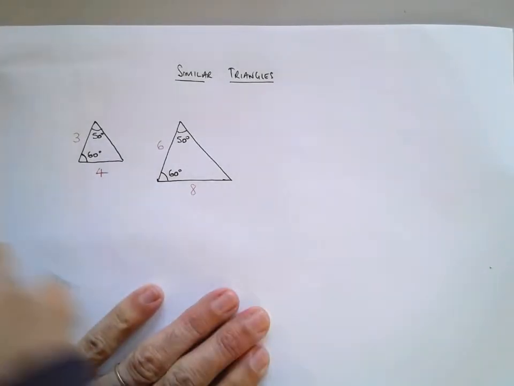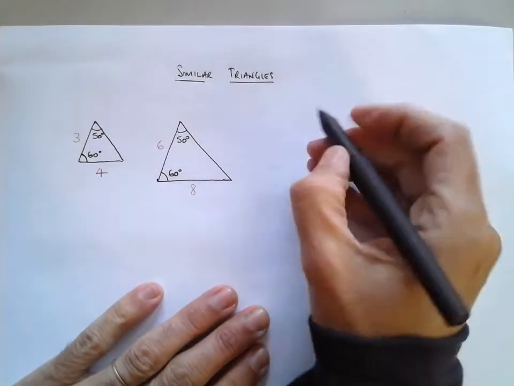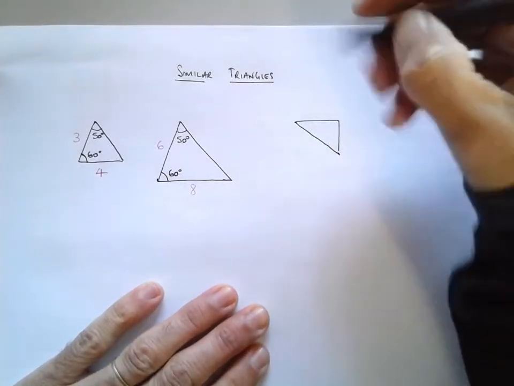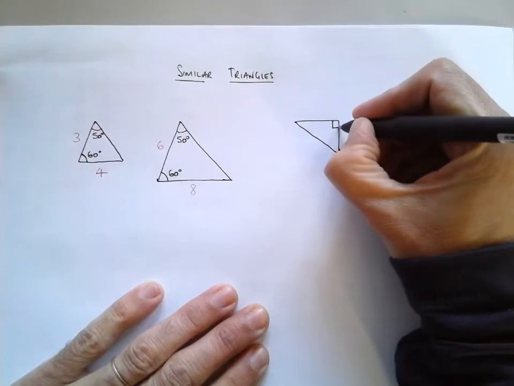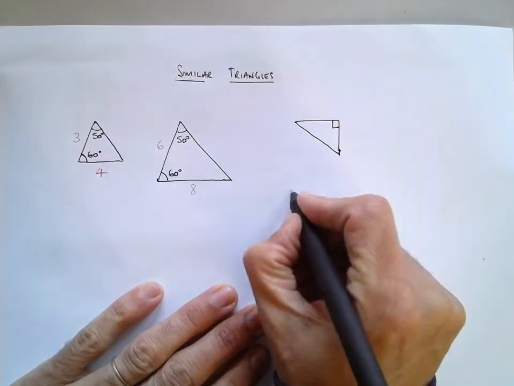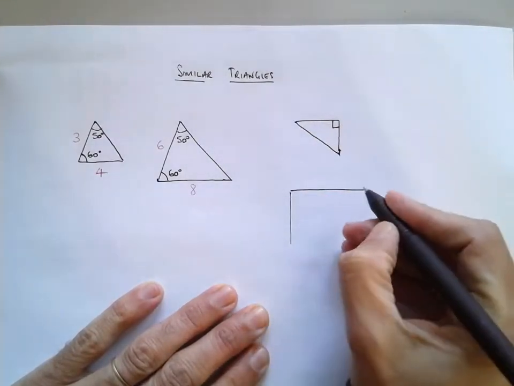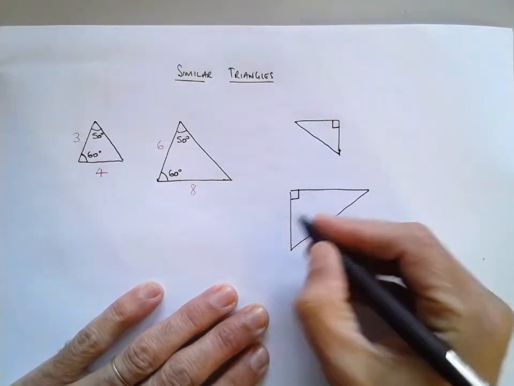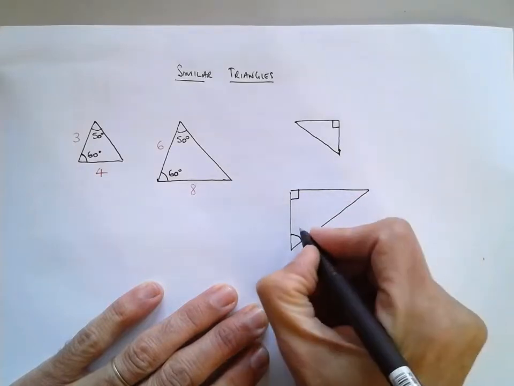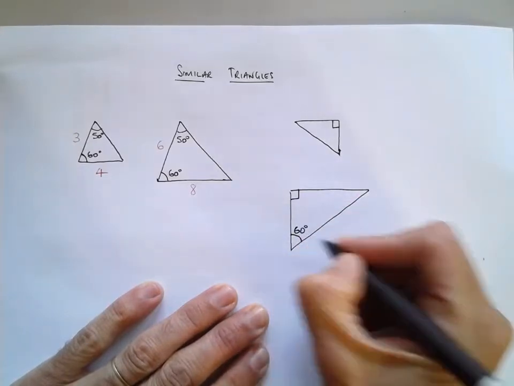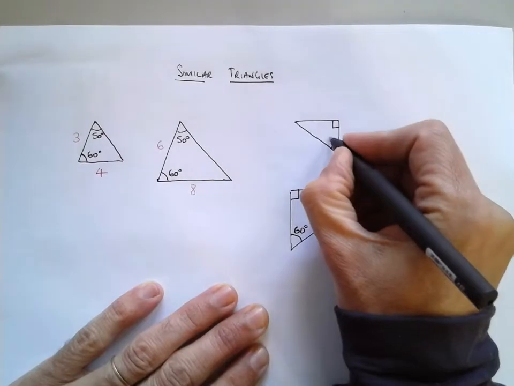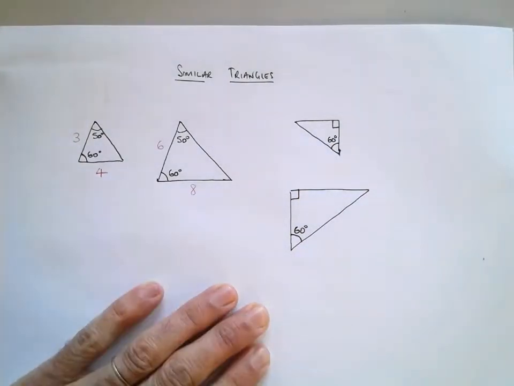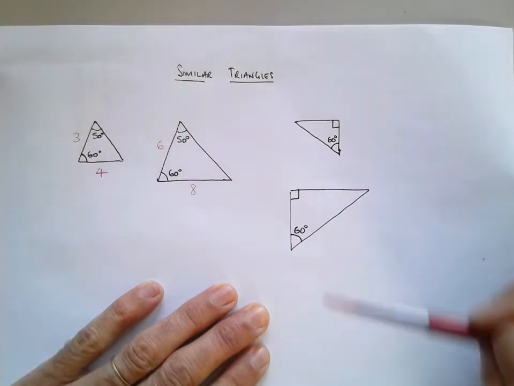Now, like I said, it doesn't matter about the orientation. I can have a triangle here and another triangle here, if this here were 60 degrees again, and this one here was 60 degrees, then these two triangles are similar. When they're similar, the ratio of the sides stays the same.